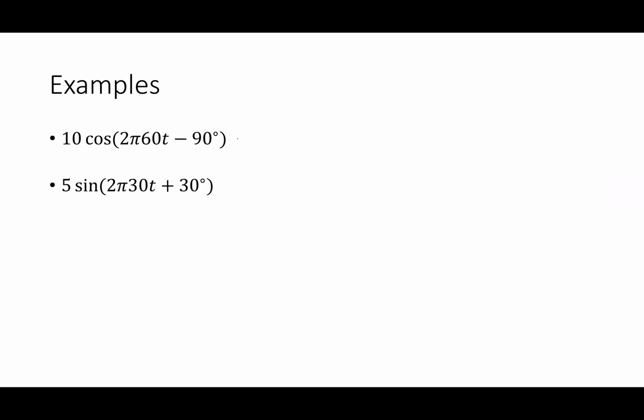If I'm looking at 10 cosine 2 pi 60t minus 90, what would be the phasor for that? 10 angle negative 90 degrees. Yeah, 10 with an angle of negative 90 degrees. Okay. Now that's a complex number. And so what's the other way I can write that complex number? That's polar form here. 10 cosine negative 90 plus j times 10 sine negative 90.